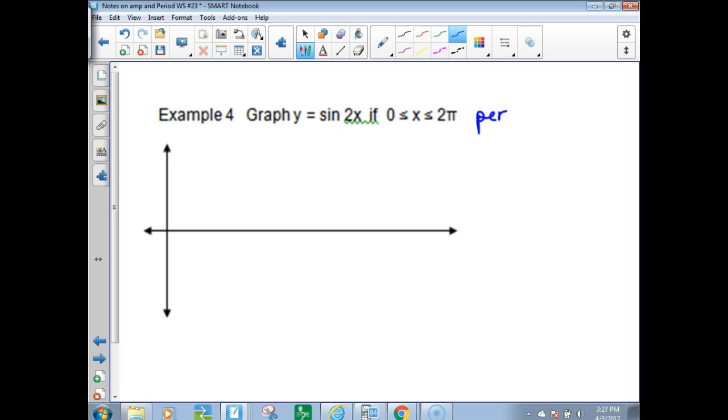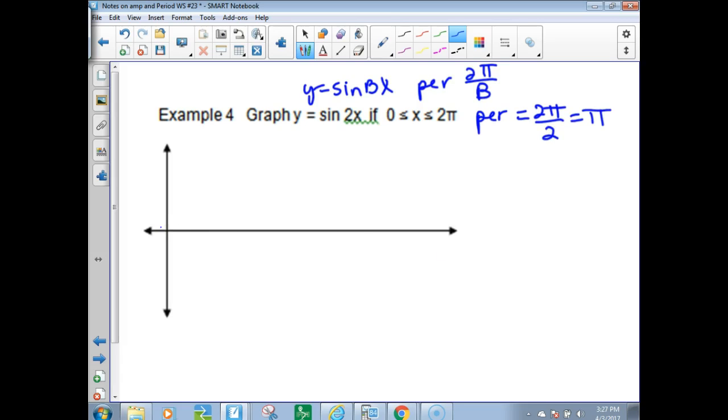What's the period change on this one? I just want to quick graph this one. See, that's a B. All right, the new period is the old period, 2 pi, divided by the new B. That gets you the new period. So this one's going to be 2 pi divided by 2, which is pi.